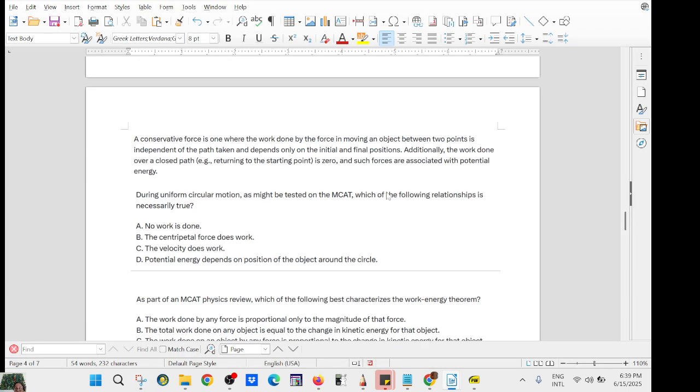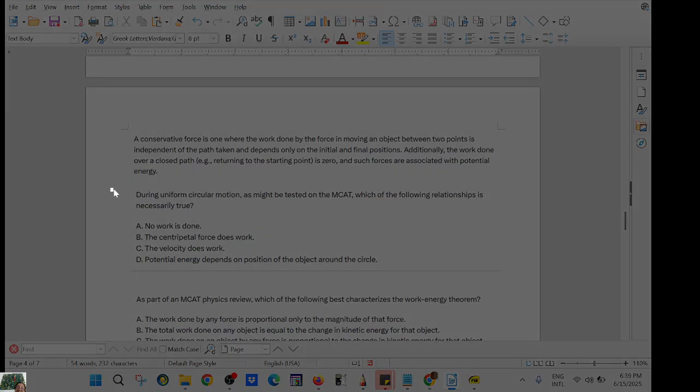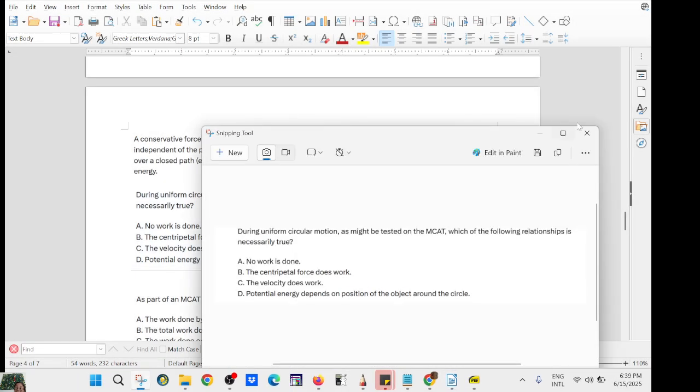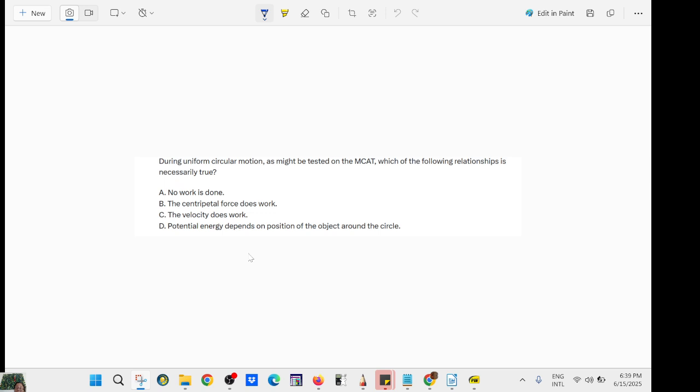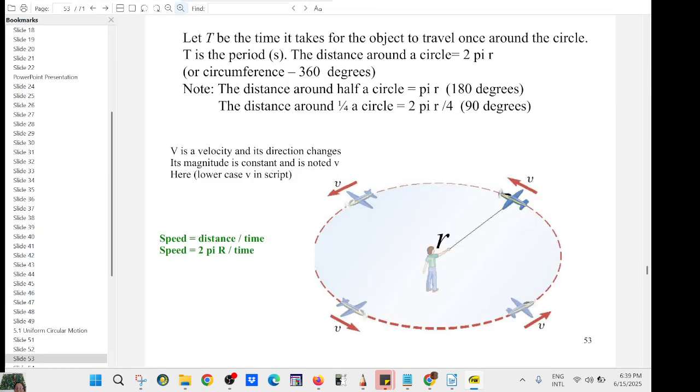Okay. So about uniform circular motion. So here they want to make sure you know the definition of a uniform circular motion. Uniform means the speed is constant. That's the meaning of that. So the speed is constant. So if you look at the centripetal force here, you see the speed stays the same, but not the velocity because the direction keeps changing.